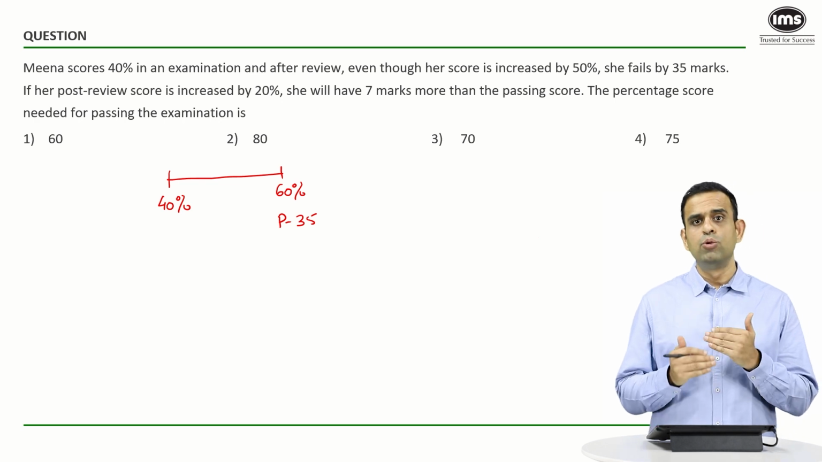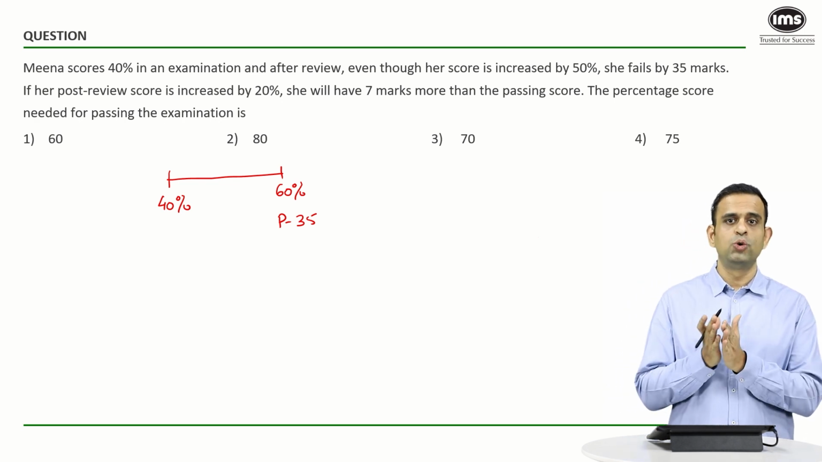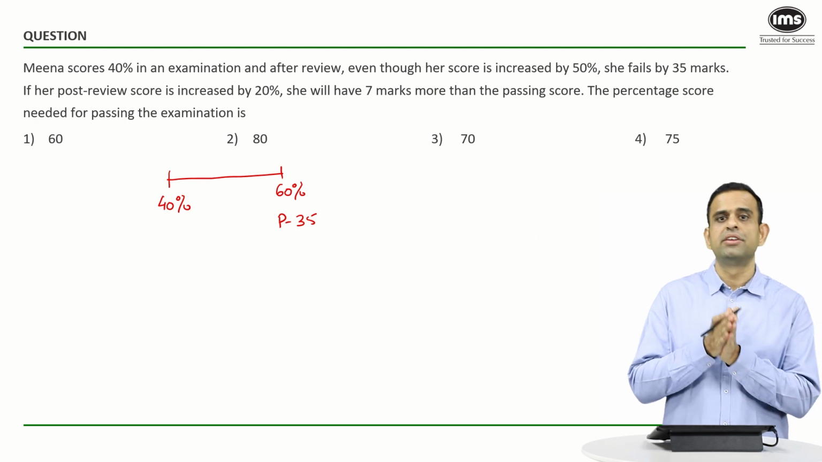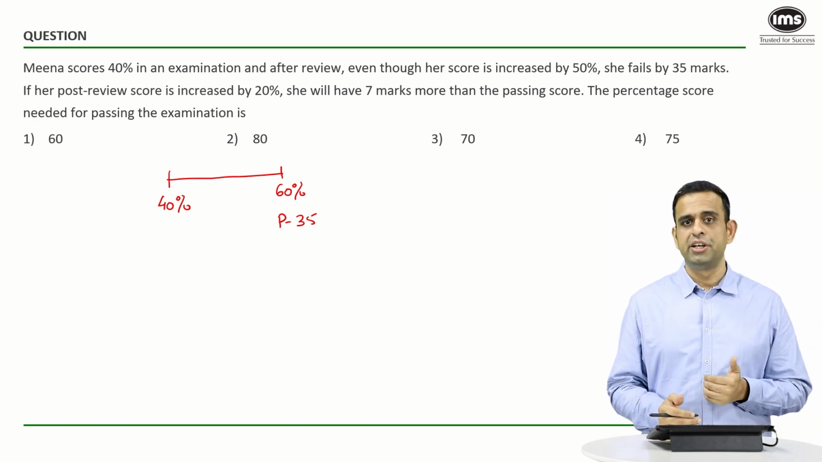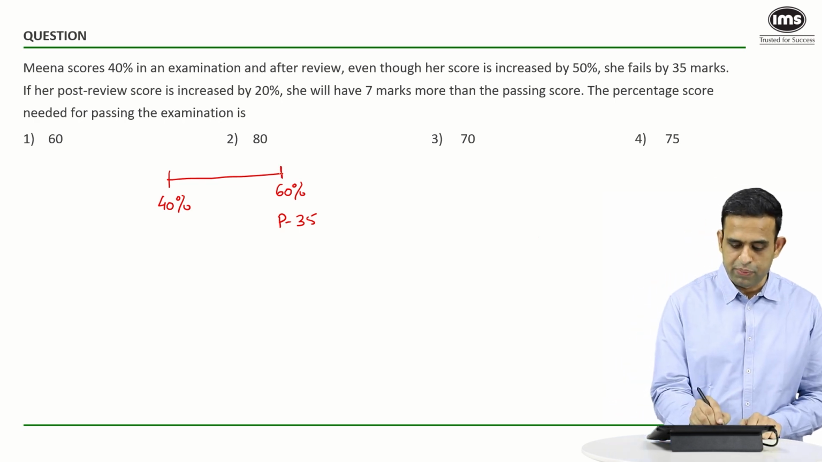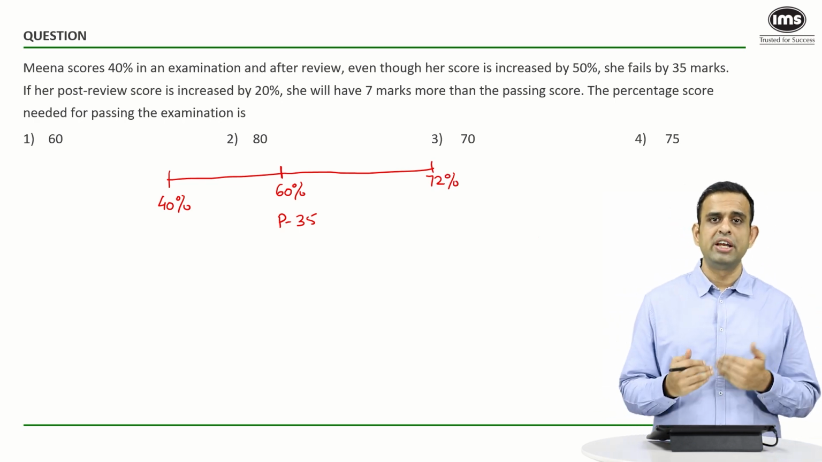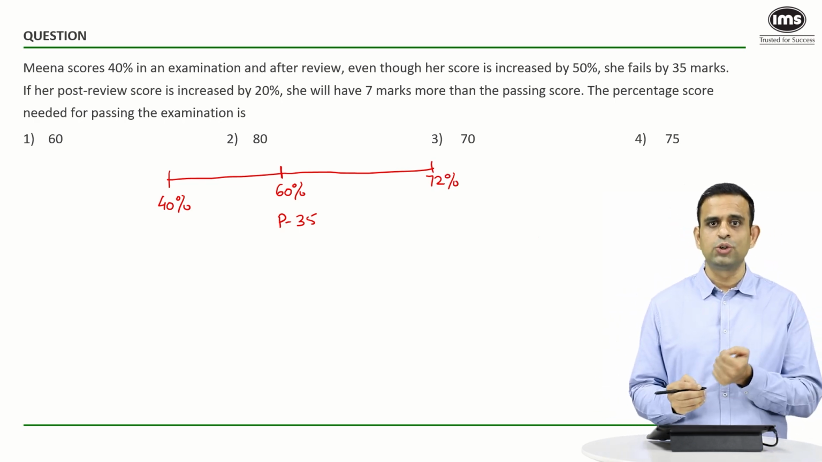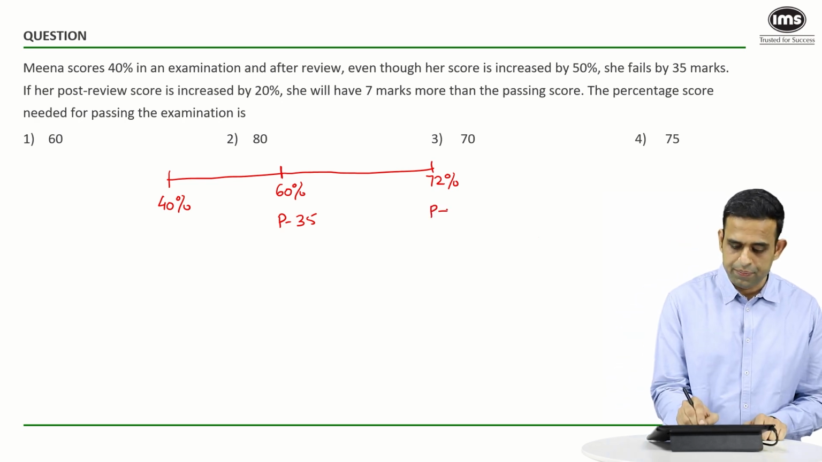Now, her post-review score, which is nothing but the score at 60%, if I increase it further by 20%, it is going to become plus 12% in terms of percentage points. So now her post-review score in terms of percentage becomes 72%. In this case, she is going to pass by 7 marks, which means that the score secured by Meena is going to be P plus 7.